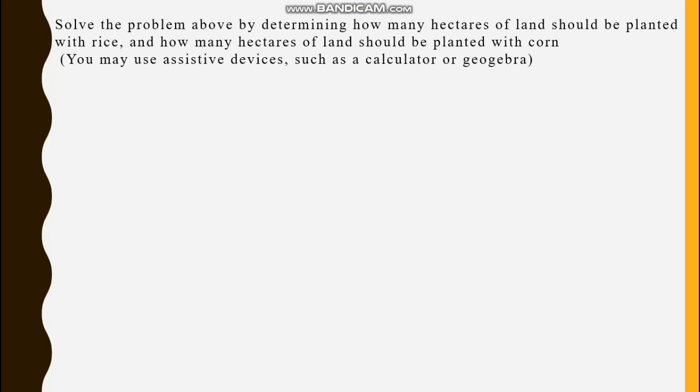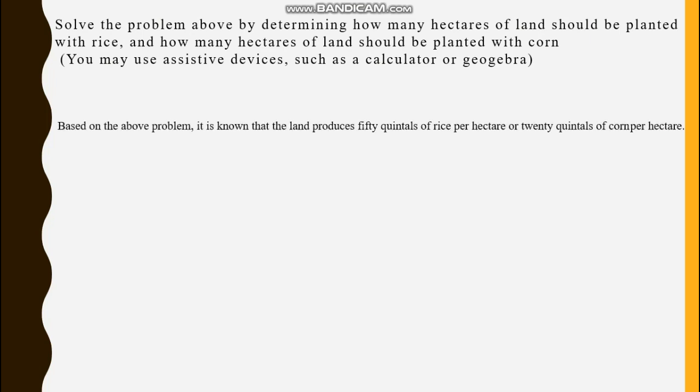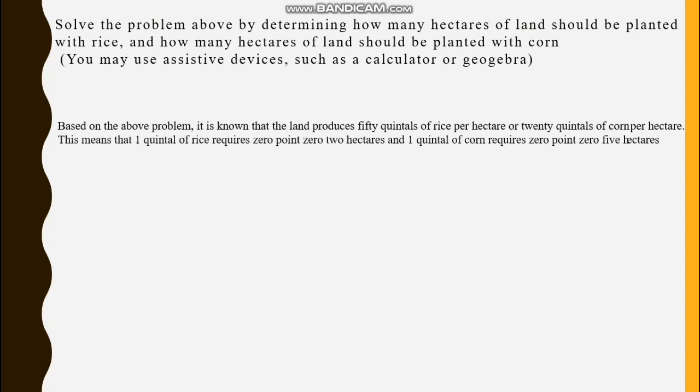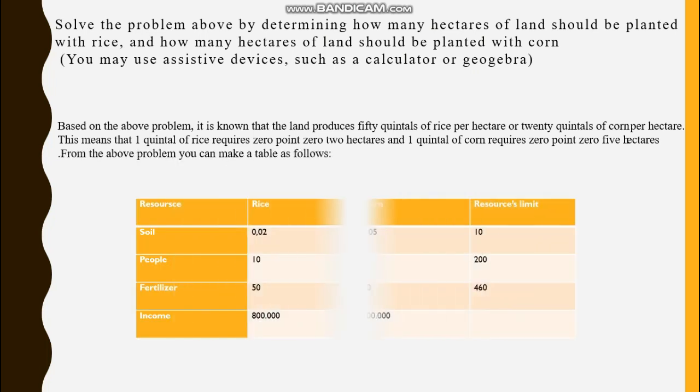Solve the problem above by determining how many hectares of land should be planted with rice and how many hectares should be planted with corn. You may use an assistive device such as a calculator or GeoGebra. Based on the above problem, it is known that the land produces 50 quintals of rice per hectare or 20 quintals of corn per hectare. This means that 1 quintal of rice requires 0.02 hectares and 1 quintal of corn requires 0.05 hectares. From the above problem, you can make a table as follows.